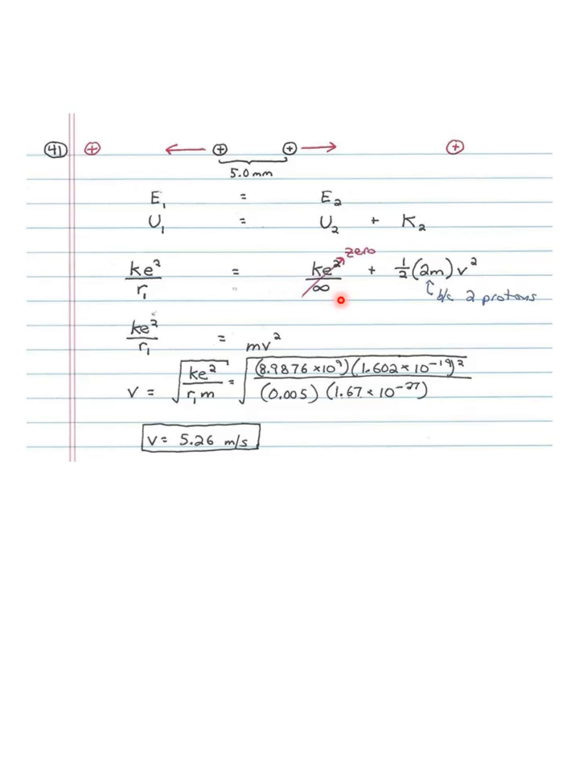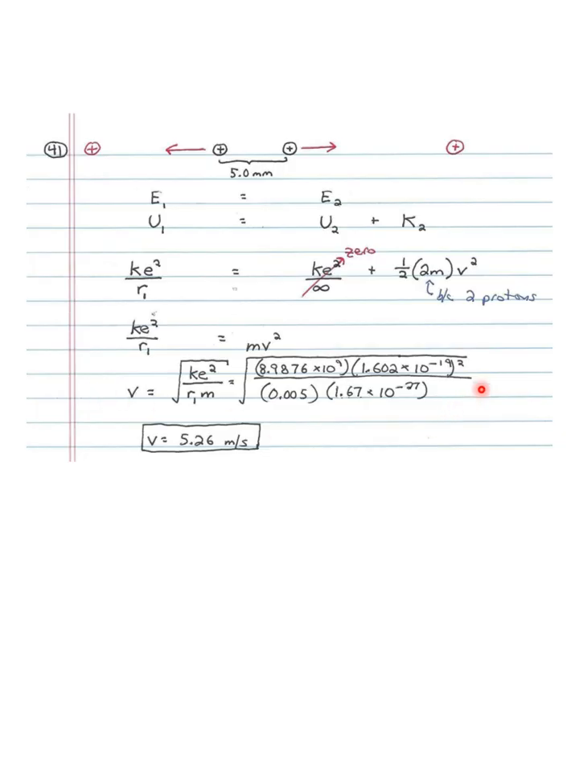Kinetic energy is 1/2 mv squared, but keep in mind we're dealing with two separate particles, each of them having a mass of m. So we're going to say 1/2 times the collective mass, which is 2m, times v squared. And now we clean things up, we simplify, the 1/2 and the 2 divide out, and we're left with ke squared over r1 equals mv squared. Let's solve that algebraically for v. You should get the square root of ke squared divided by R1 m.